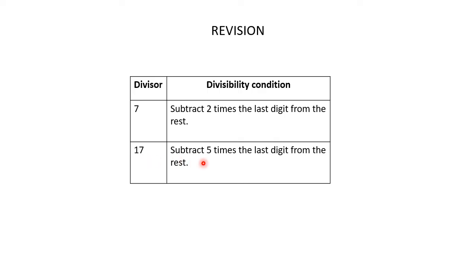Observe the difference here. For divisibility by 7, you have to multiply the last digit with 2. For divisibility by 17, you have to multiply the last digit with 5.